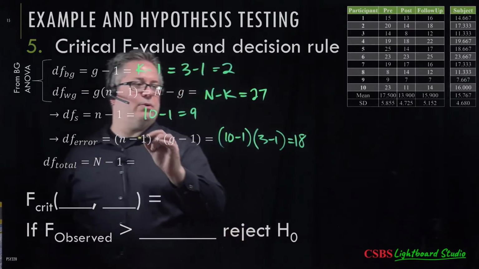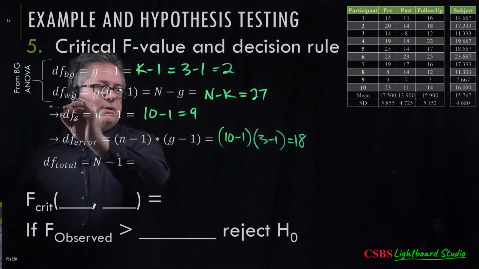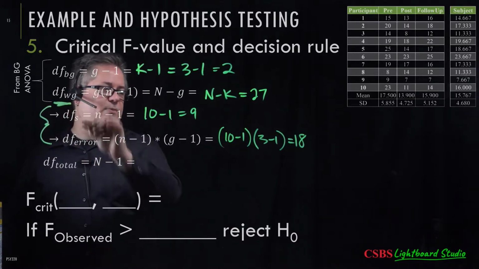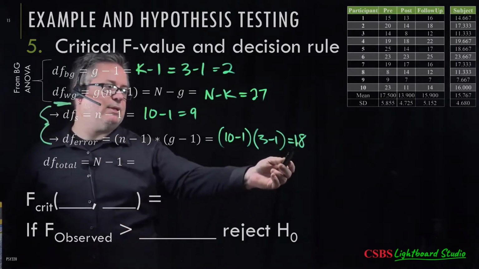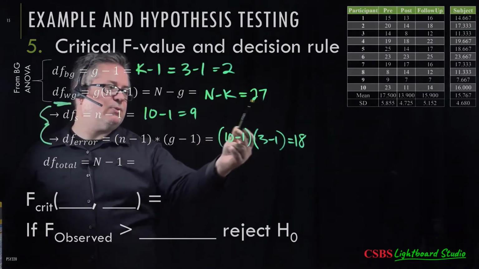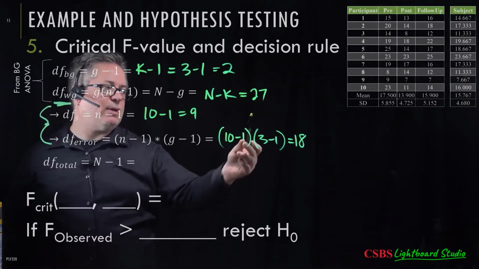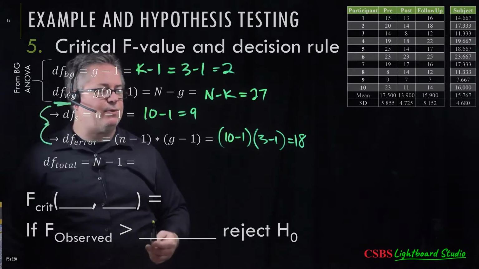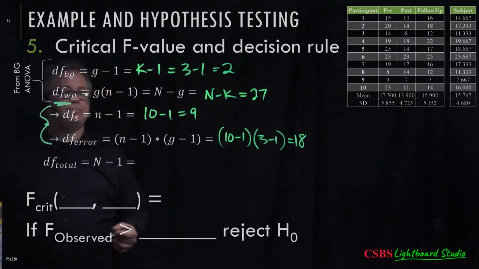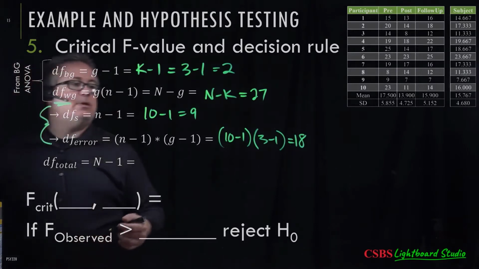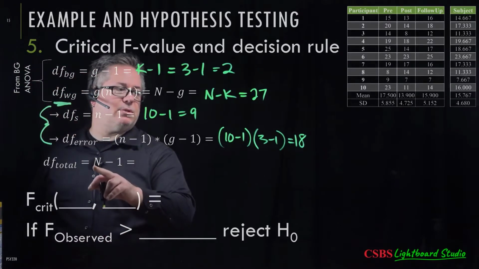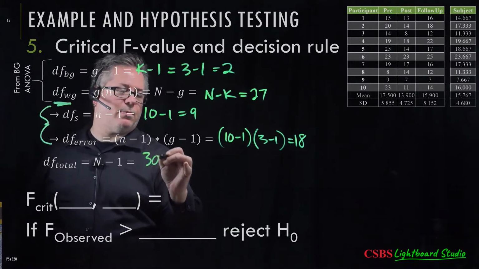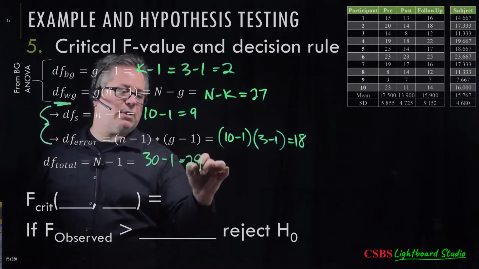Like I said, these two are subcomponents of this one, the degrees of freedom within groups. They should add up. 18 plus 9 does equal 27, so that works out. So I've taken my 27 degrees of freedom and broken them up into 9 and 18 degrees of freedom, and that works. And they should all add up to the total, which is still the capital N, big N, minus 1, which is 30 minus 1 equals 29.